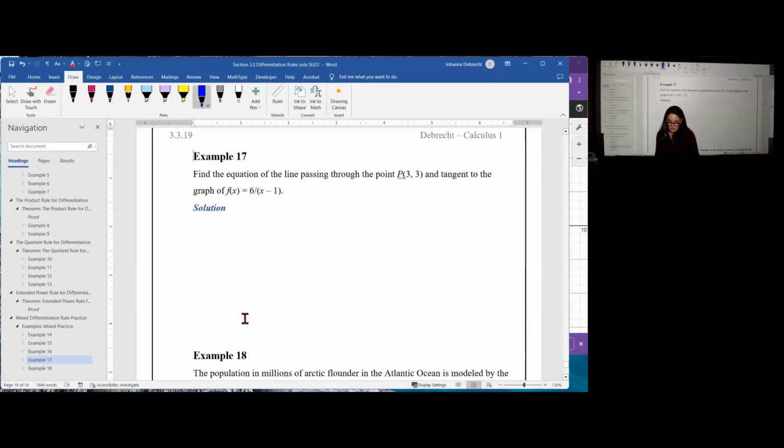To get the equation of the tangent line, I need to find the derivative. I can rewrite f of x as 6 divided by x minus 1. Then I can let my other f be equal to, and these are quote marks.